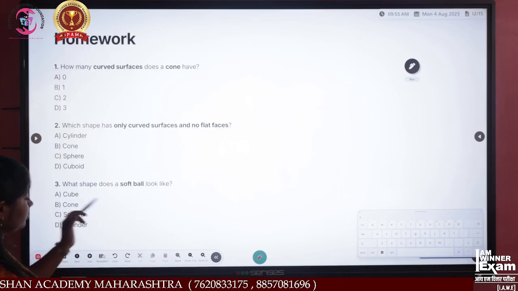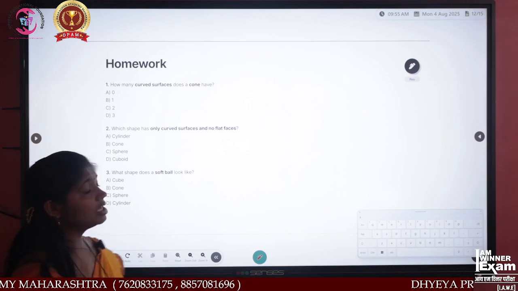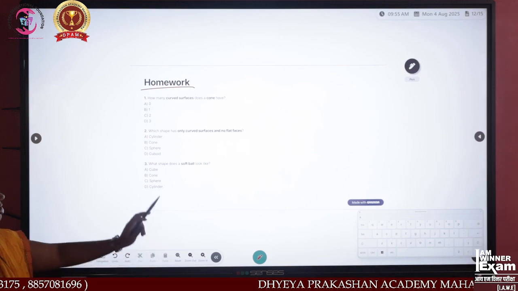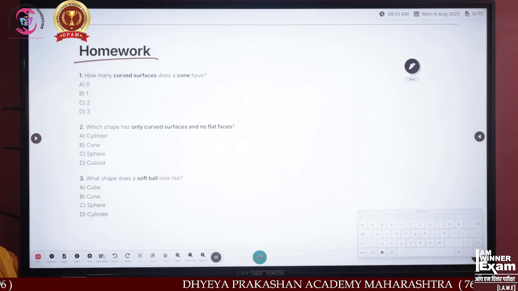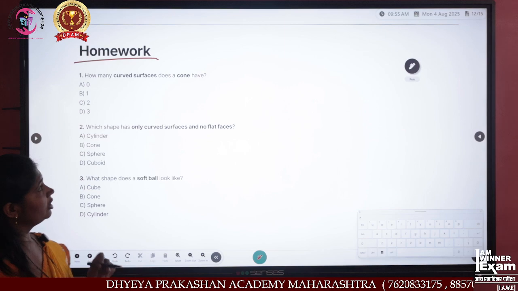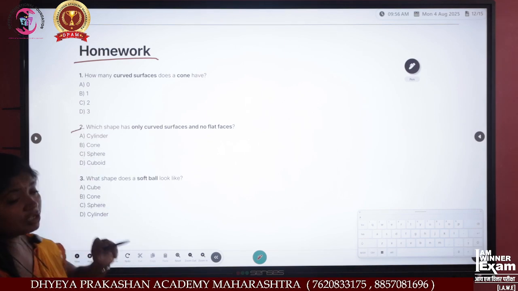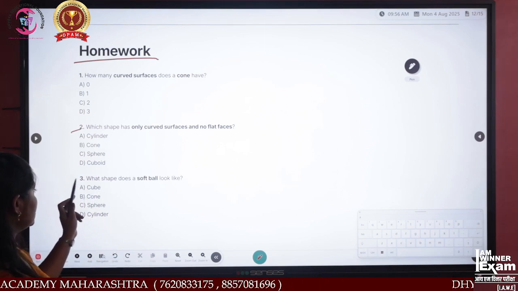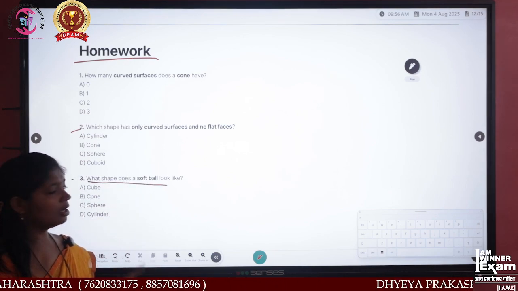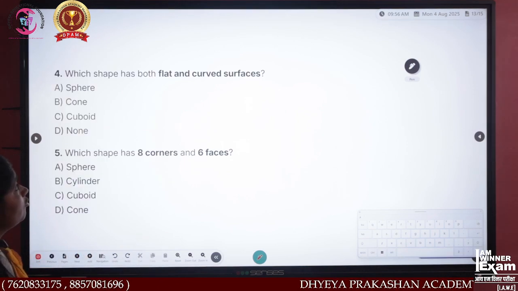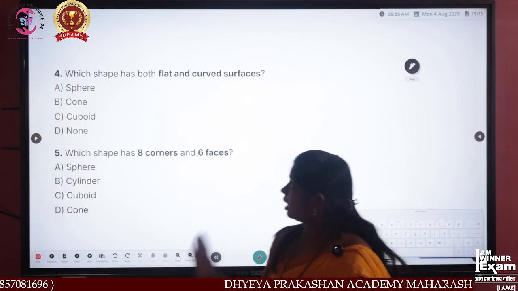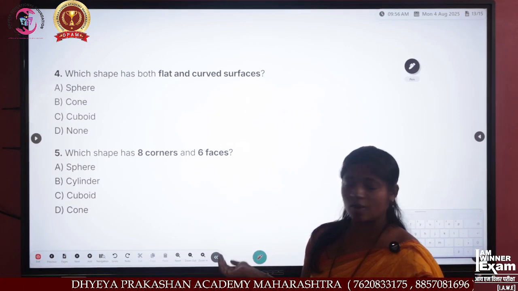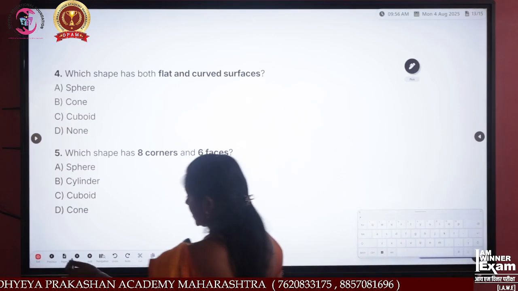Now next is homework, so take a screenshot and solve it. First question: how many curved surfaces does a cone have? Second: which shape has only a curved surface and no flat surfaces? Next: what shape does a soft ball look like? Next: which shape has both flat and curved surfaces? Next: which shape has 8 corners and 6 faces?